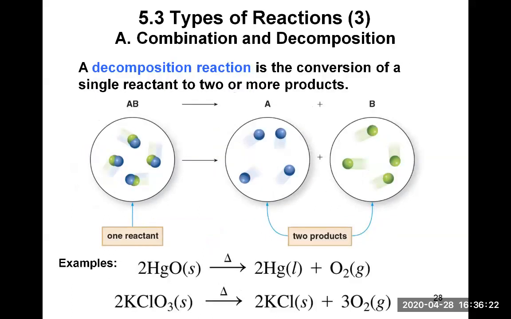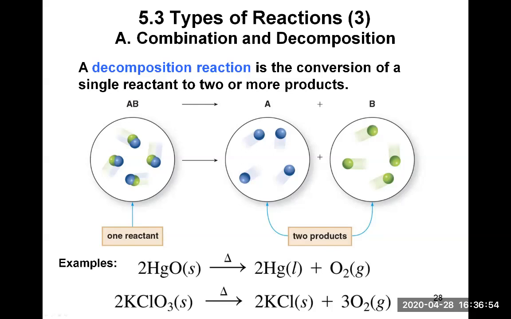Decomposition reactions are the conversion of a single reactant to two or more products. So it's really the opposite process of a combination. In this, you start with one reactant and it decomposes into two or more products. So the key is to see that you have one reactant and then on the other side of the arrow, two or more products. Let's look at the examples here.